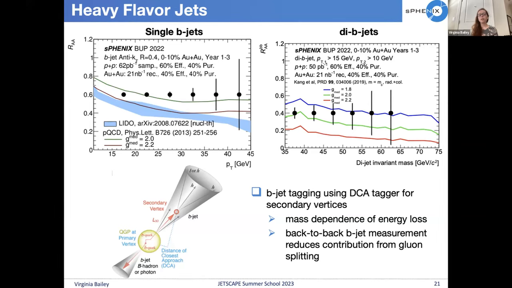And sPHENIX is really designed to do these types of measurements using our very precise tracking and vertexing, where you can reconstruct the secondary vertices and be able to tag heavy flavor using this type of analysis.